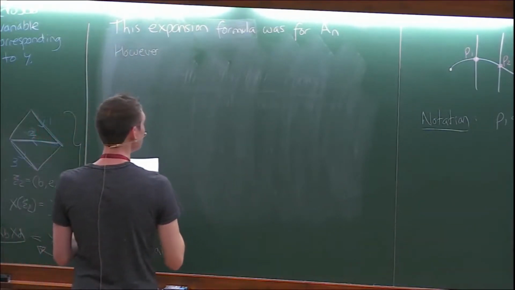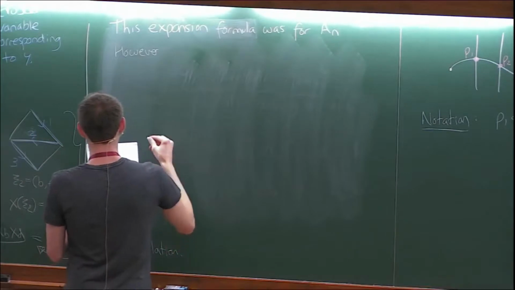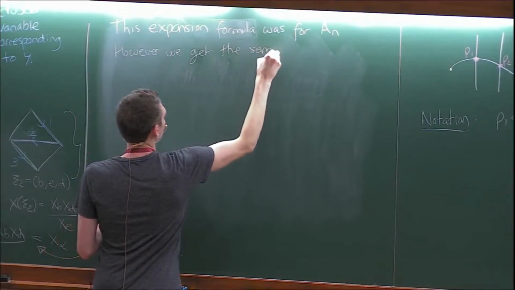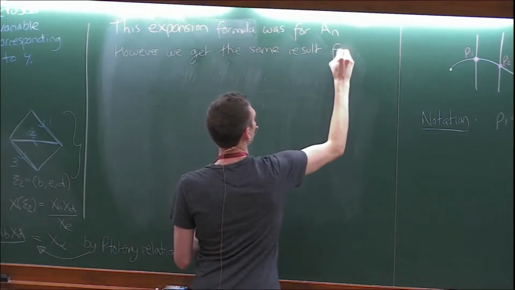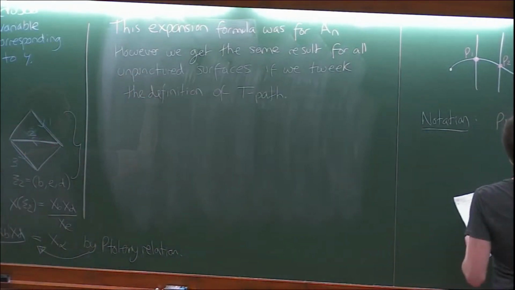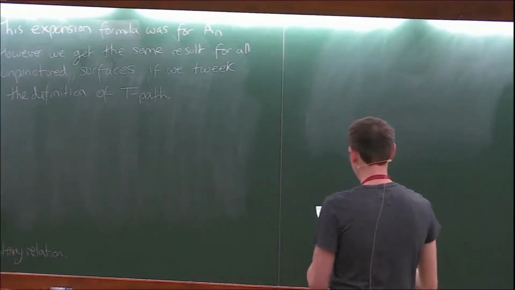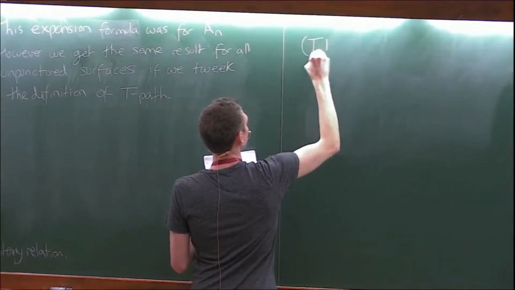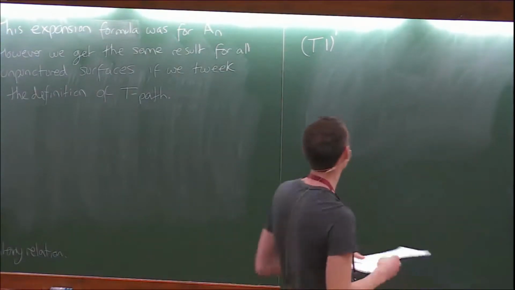However, we can make some tweaks to our approach to get the result for unpunctured surfaces. And we'll look at that now. Let me write the new definition here, just so it's side by side. So T1 prime was this concatenation property, and this we keep.